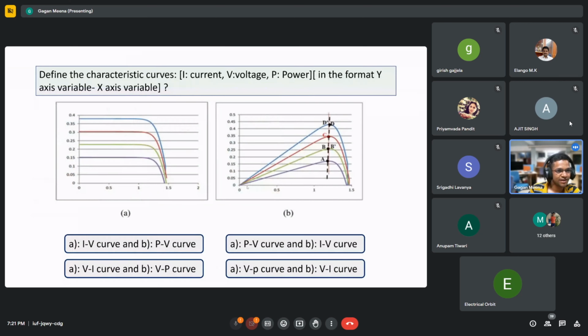Yeah, this is the next question. Define the characteristic curves, IV and PV, in the format y axis variable, x axis variable. This is y axis, this is x axis. You have to tell what is on the y axis and what is on the x axis in both curves. So which curve is A? A is IV, and B is PV. Correct. So this is current versus voltage, and this is power versus voltage.